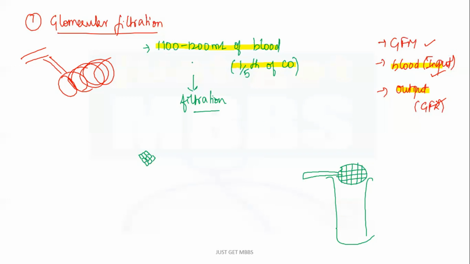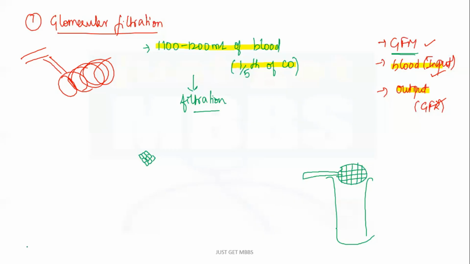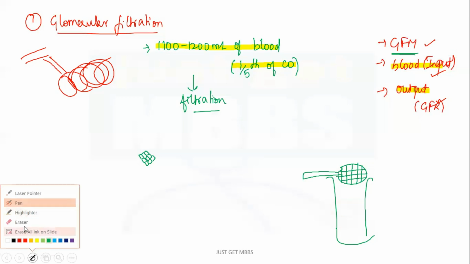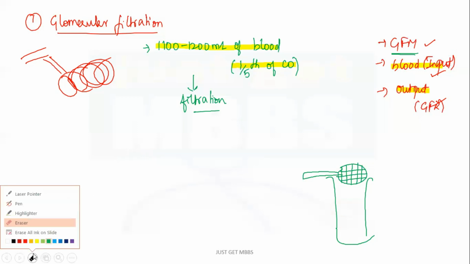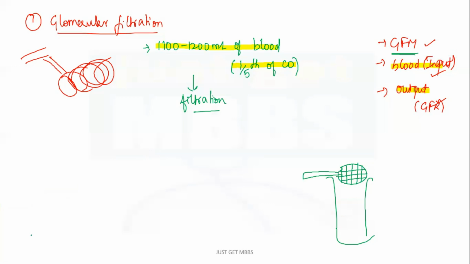You are trying to filter that 1100 to 1200 ml of blood, which is going to pass through something called the glomerular filtration membrane. So the structure of the glomerular filtration membrane is very important for your exams. So what is this glomerular filtration membrane? It is made up of three layers.